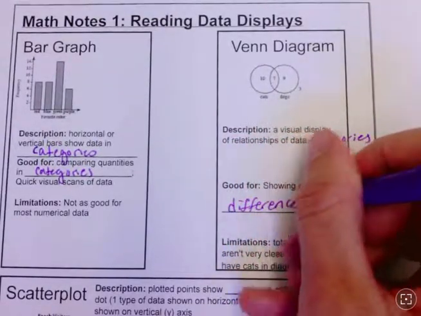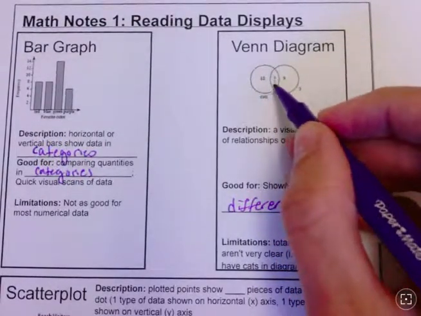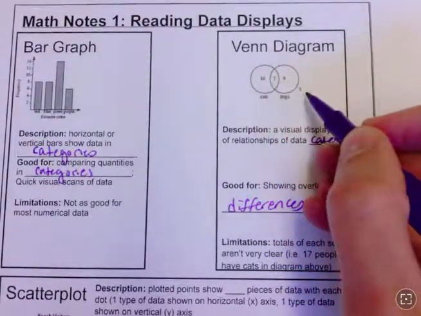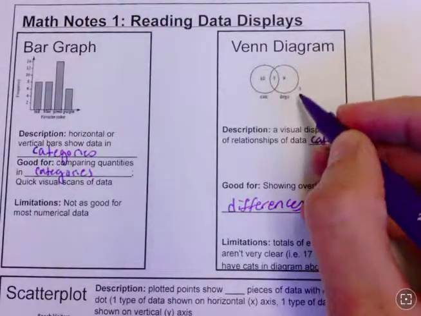groups. So we can see there's cats, dogs, and then must be both cats and dogs, and then neither cats or dogs based on the fact that these 3 people are outside of the circle.